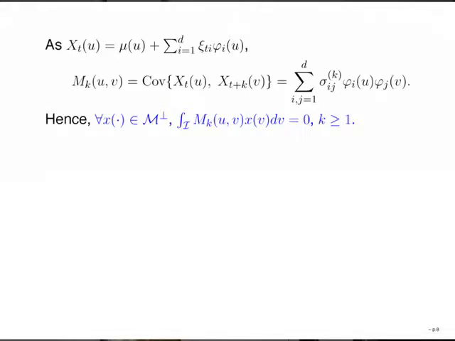Therefore, for any function which is orthogonal to the analytic space, this is the linear space expanded by the Poisson eigenfunctions, then this operator acts on this function. In the finite dimension case, like this is a matrix, this is a vector. Matrix times this vector is zero because those x are orthogonal to each of those Poisson eigenfunctions. Okay?